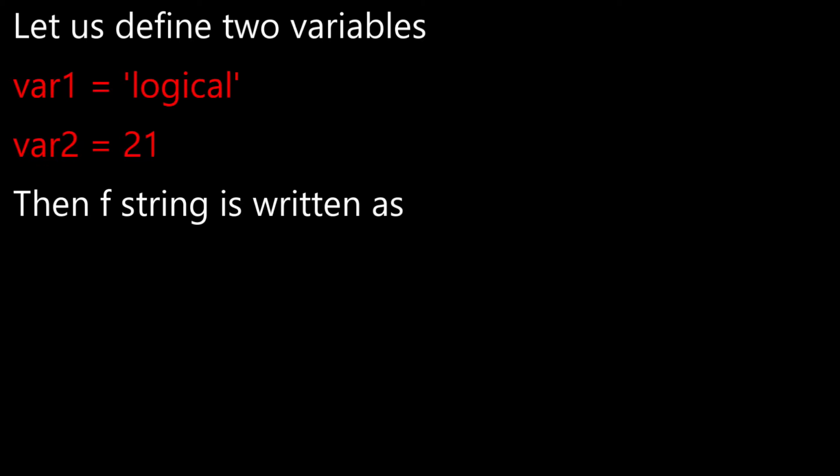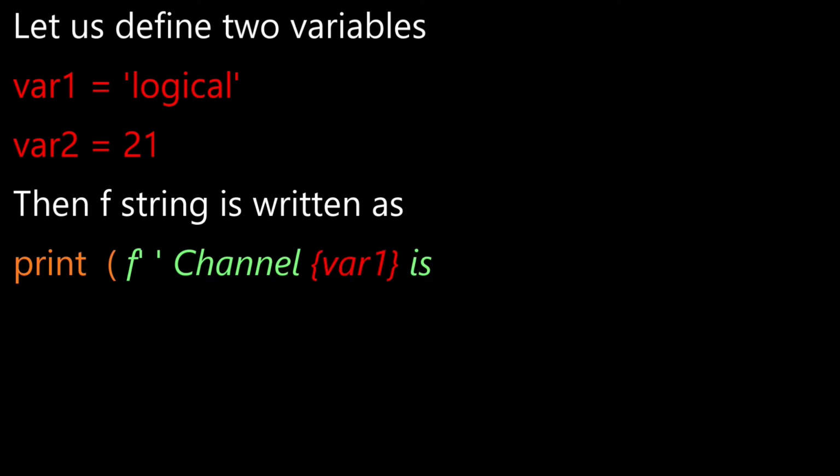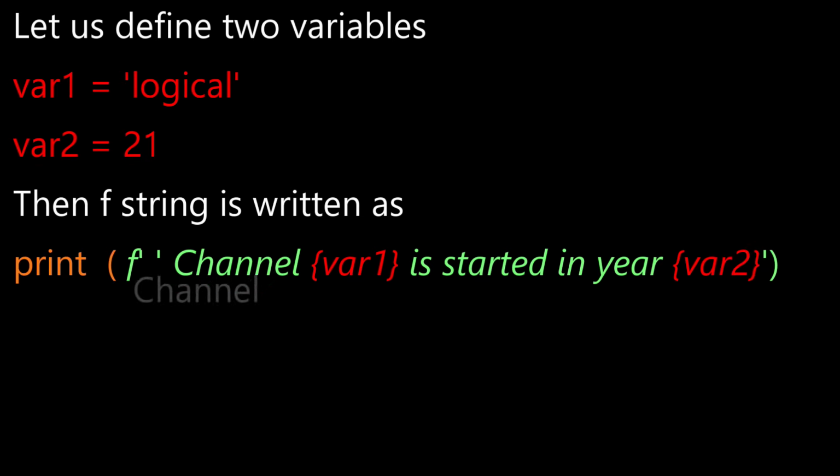Let us define two variables. Variable 1 is logical, it is a string. Variable 2 is 21. Then the F string is written, with the variable written in the curly brace. Then what will be the output? First one is channel, which is in the string. After that in curly brace variable 1. But what is the value of variable 1? That is logical.